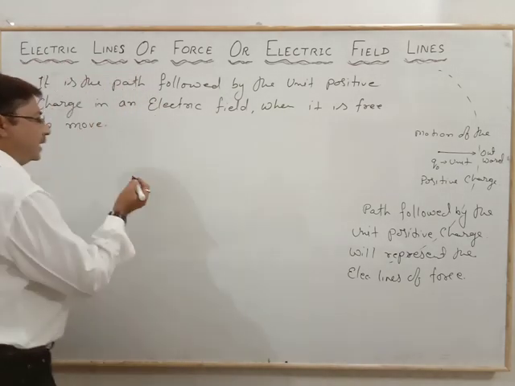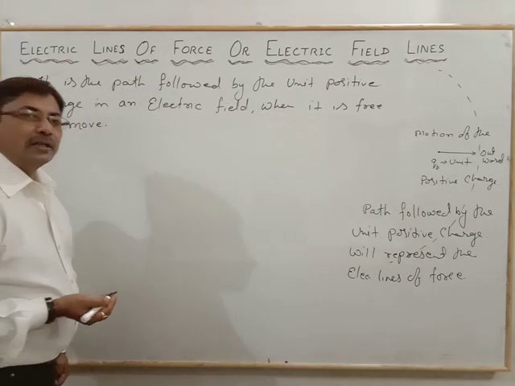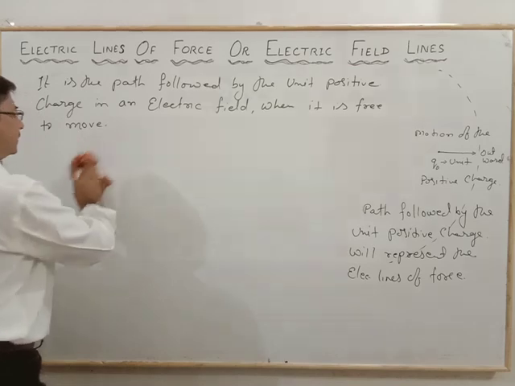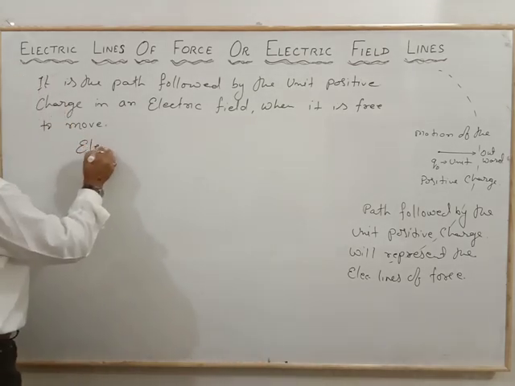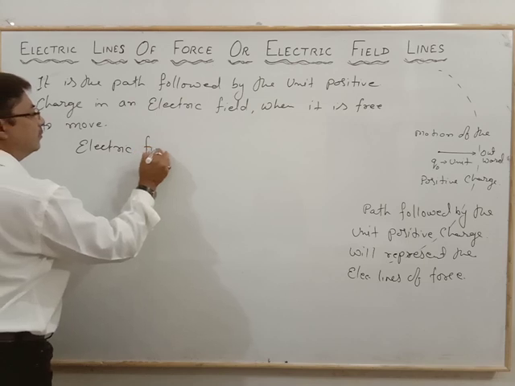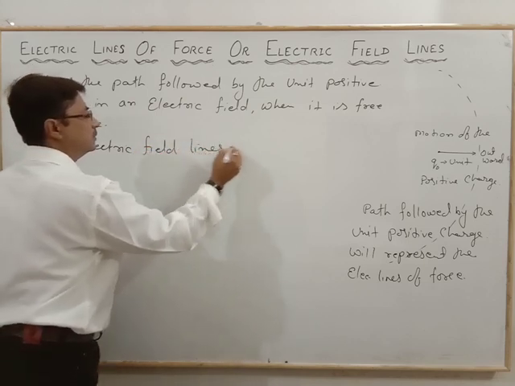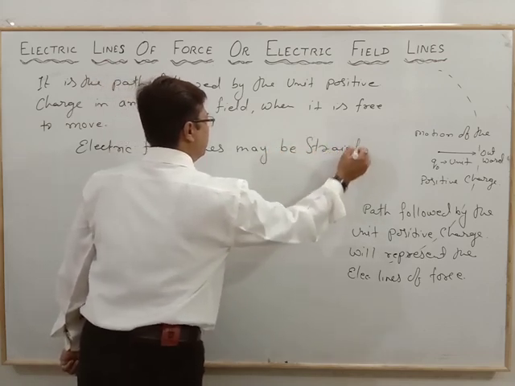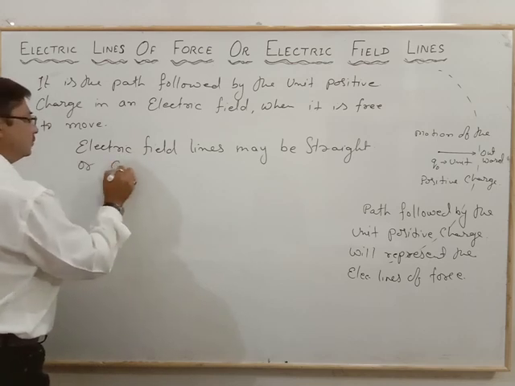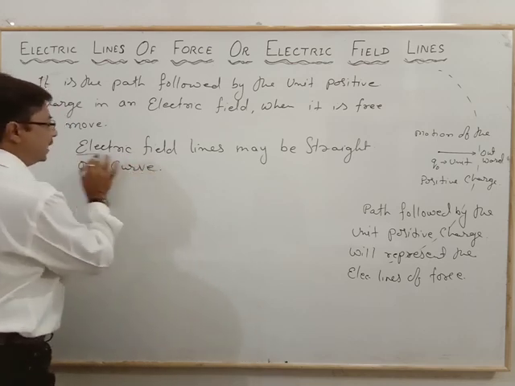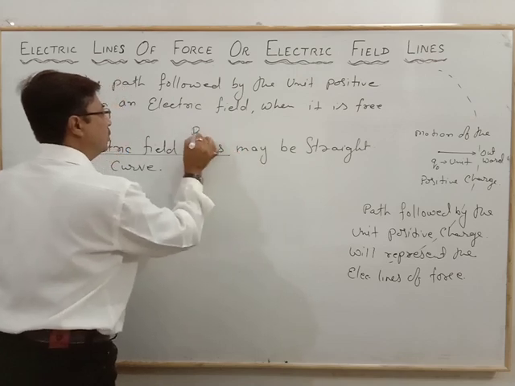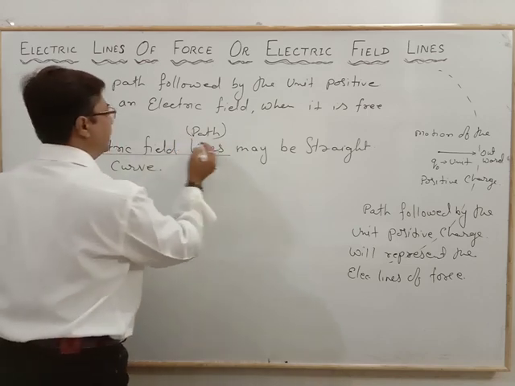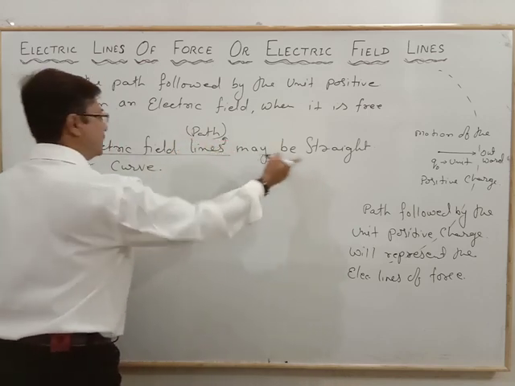Now, electric field lines may be straight or curved. What are electric field lines? That is the path. So the path, that is the electric field lines, may be straight or curved.